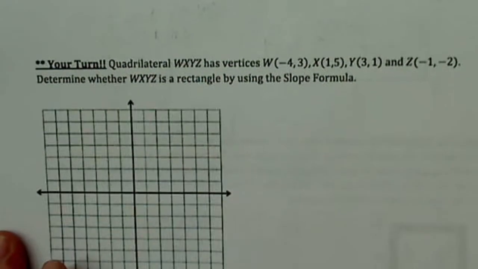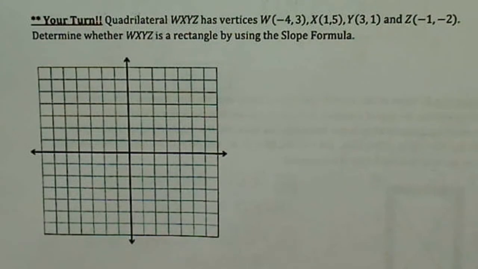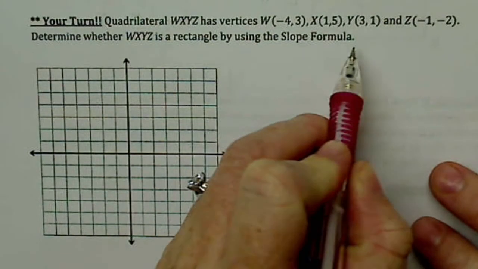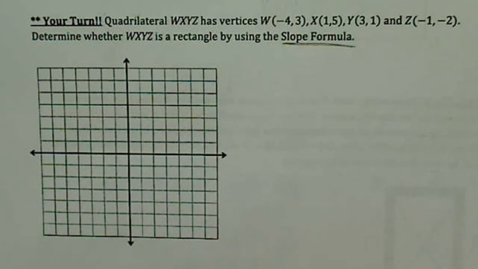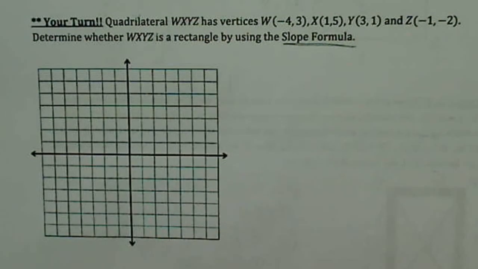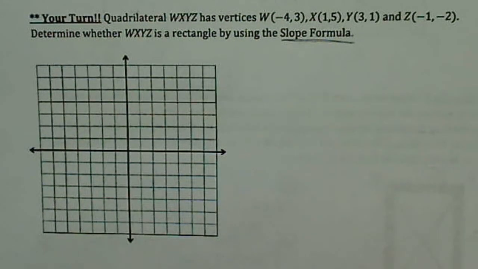Okay, your turn. You are going to do this on your own, and I will check it tomorrow during class. Only thing I'm going to tell you is slope formula. What do you think you're going to need to prove a rectangle is a rectangle? If you said right angles, that's correct, which means your slopes are perpendicular. You want to show me that your sides are perpendicular. I'll check it tomorrow.